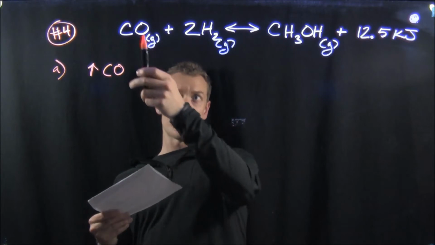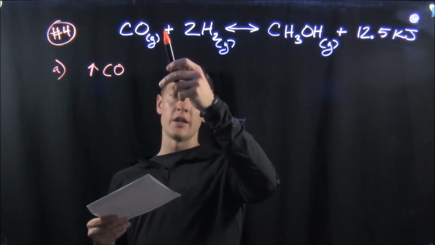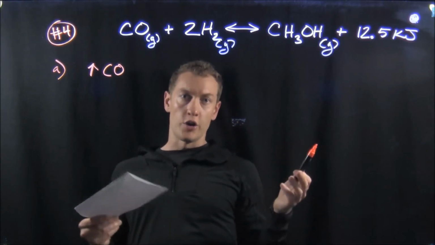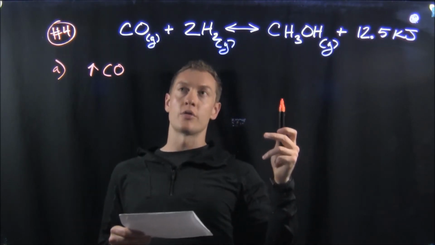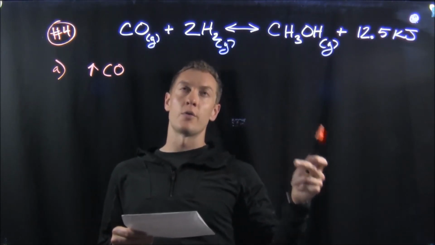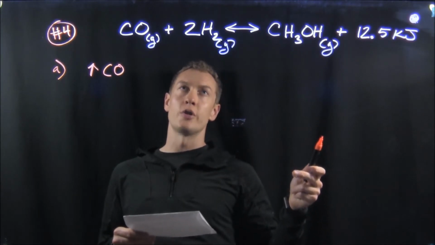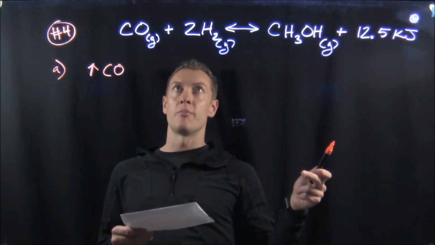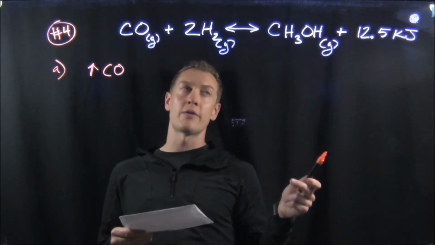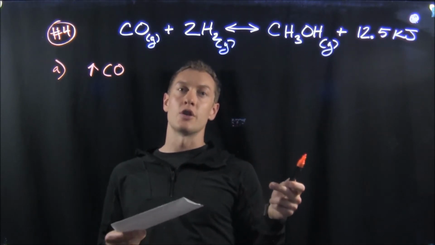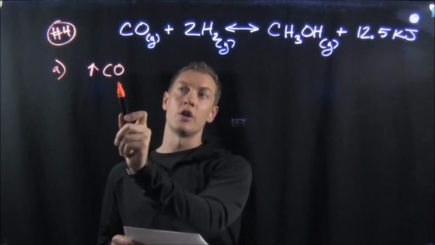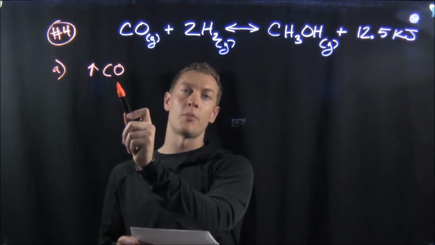Well, if we increase the concentration of carbon monoxide, then if you think about a Q expression, increasing the concentration of a reactant would cause Q to get smaller. And so to readjust to get Q back up to Keq, you would have to make more products. So this is going to have to shift towards the products in order to use up that additional carbon monoxide.